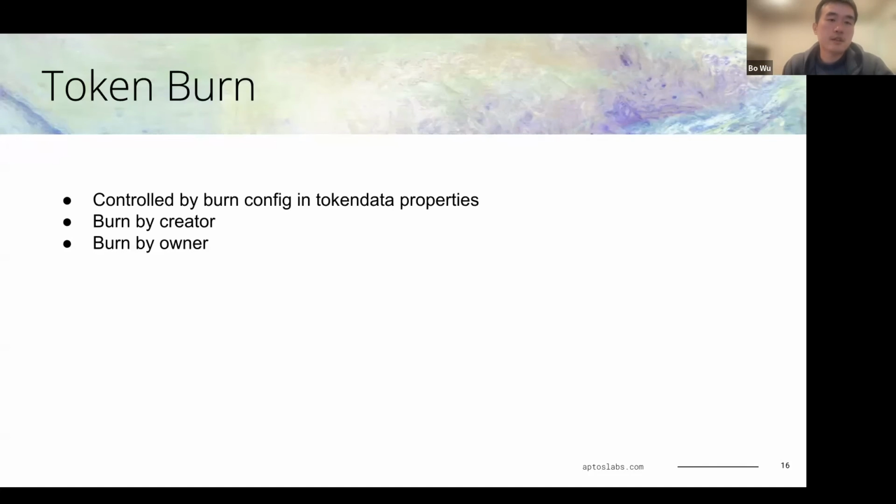So lastly is token burning. By default, no one can burn this token after it's created. But there are configs in the token data default properties. The creator can allow, for example, the collectors to burn the token, or they can turn on the config to allow the creator to burn the token. All these configs are set when the creator creates this token.